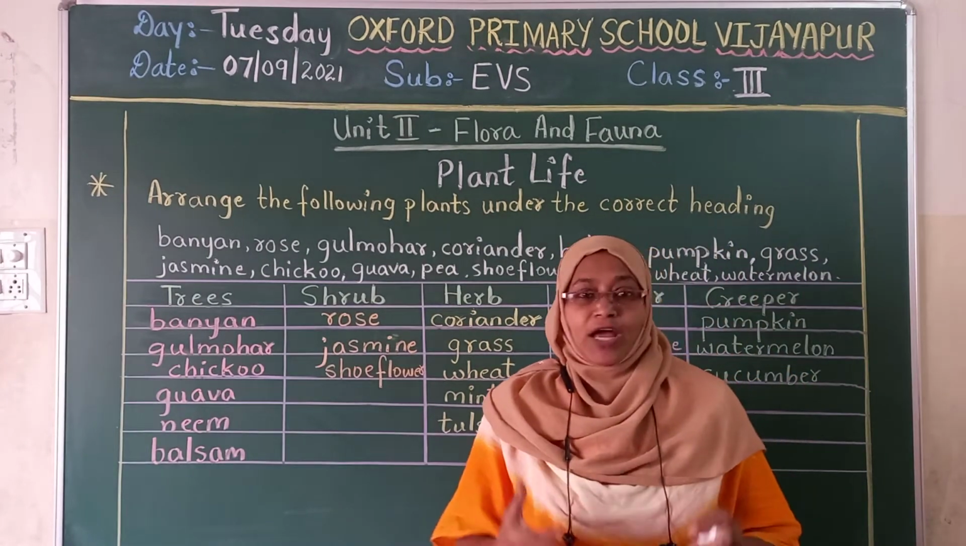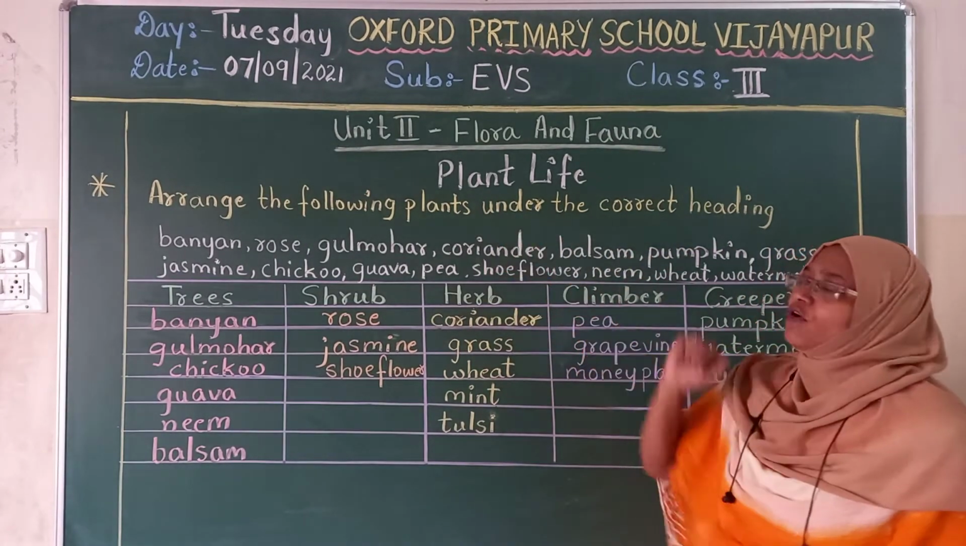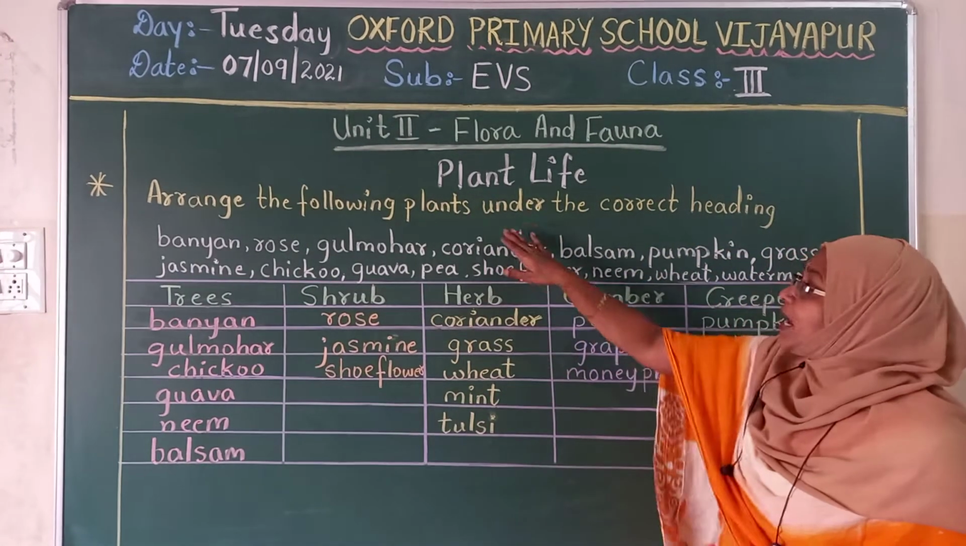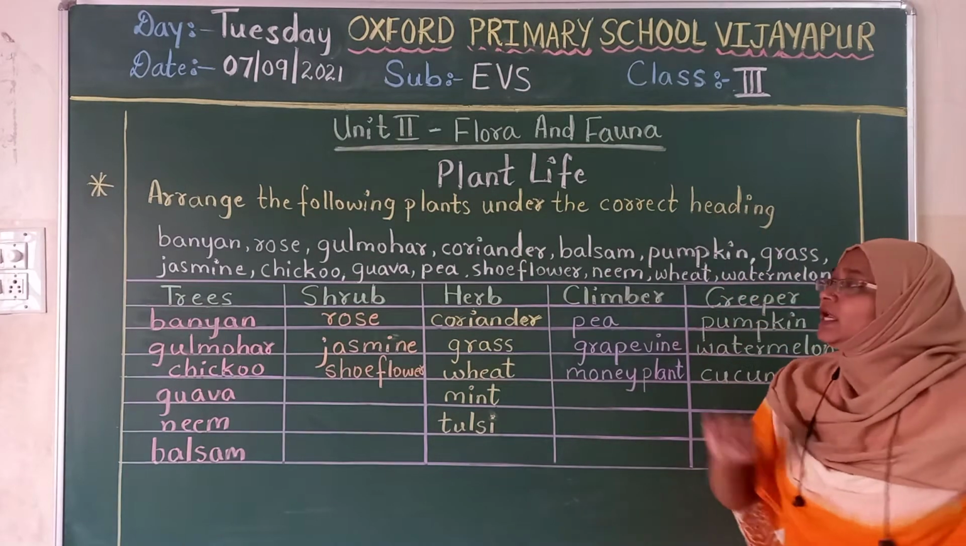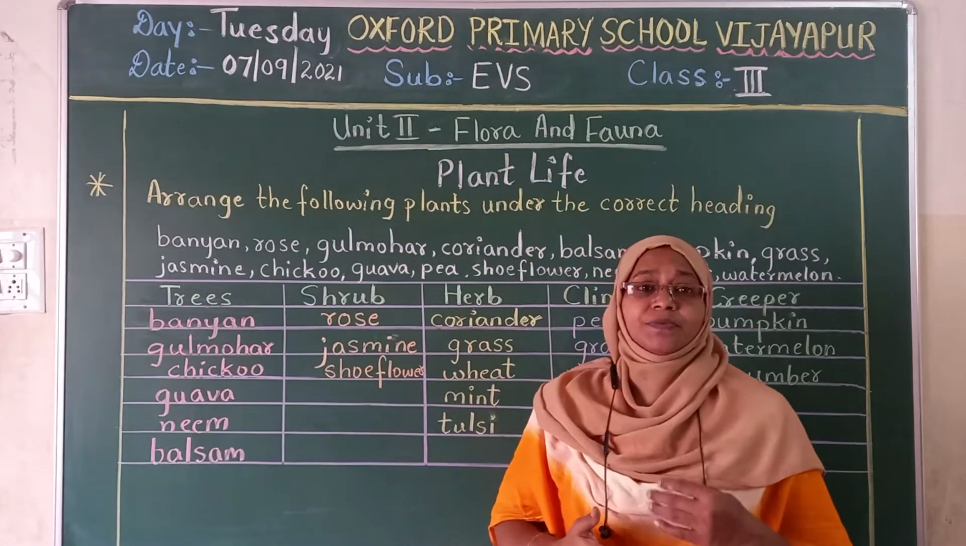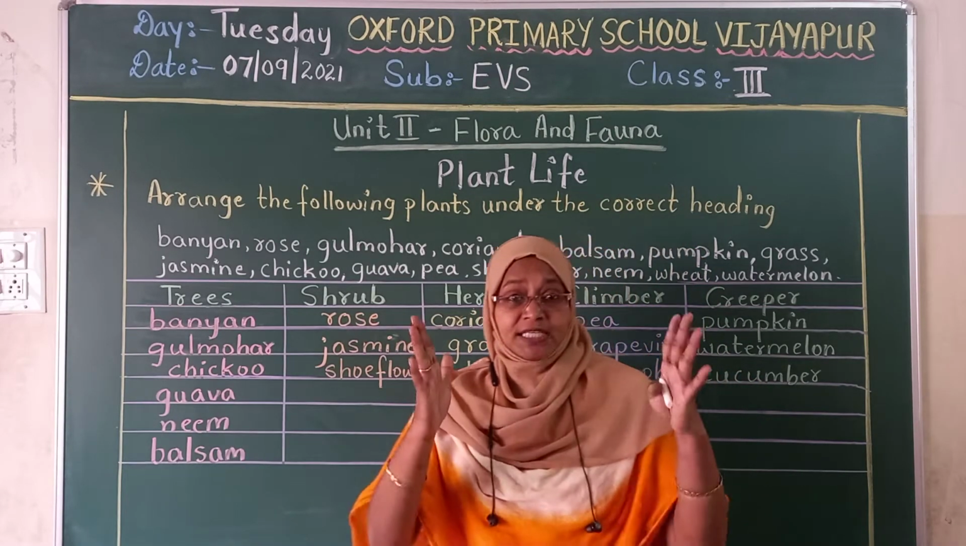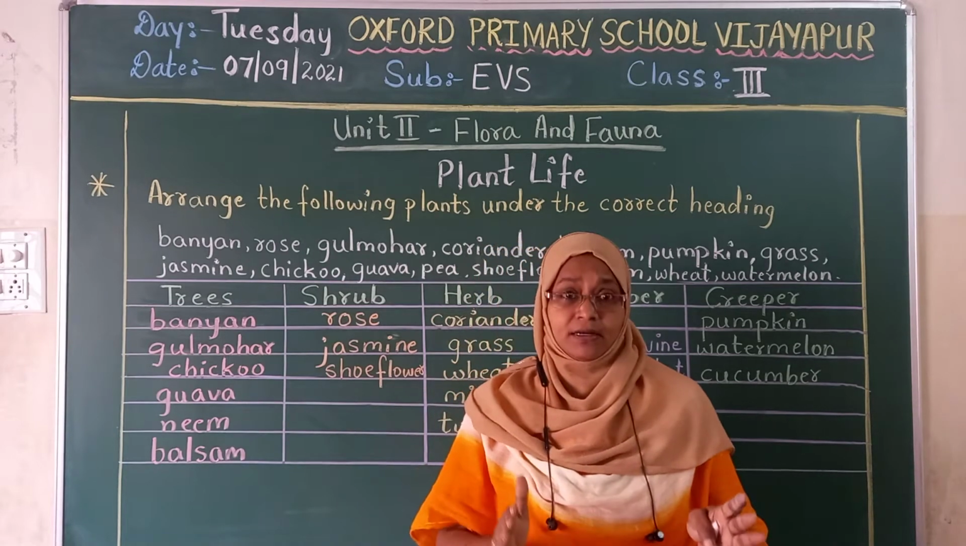Now you have parted word meanings. Very good, children. Now see, arrange the following plants under the correct heading. Here they have given all mixed up: trees, shrubs, herbs, creepers, climbers. Now as I have explained to you, trees have a woody stem, trunk.